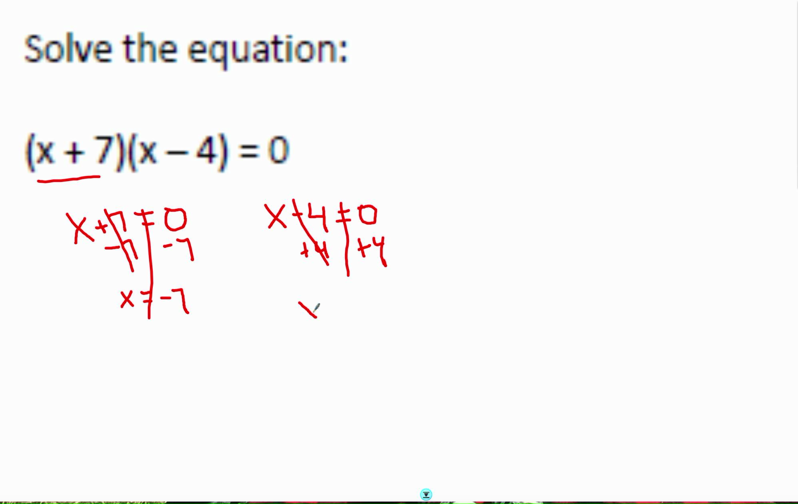And here I get x is 4. So I get x equals -7 and 4. So that would be my solution set. Sorry about the brackets here. -7 and 4.